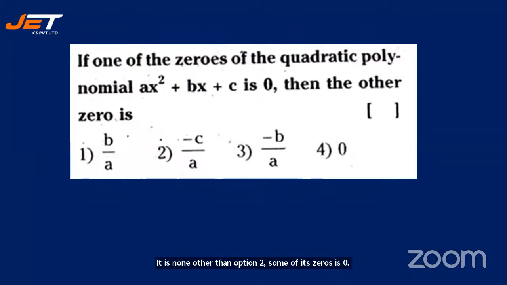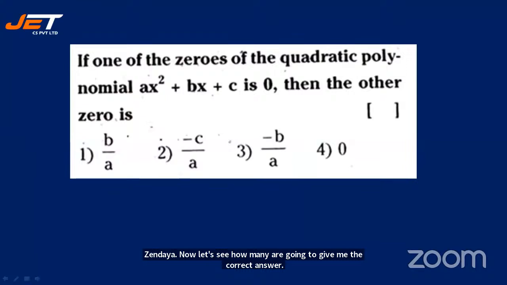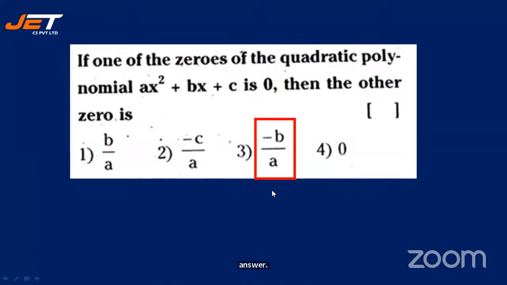If one of the zeros of the quadratic polynomial ax square plus bx plus c is 0, then what is the other zero? Is it clear? You remember we discussed in earlier classes, it is nothing but minus of coefficient of x by coefficient of x square. Now let's see how many are going to give me the correct answer. Almost all are giving me option 3 as the right answer. Excellent. No words to say. It is minus b by a. How?